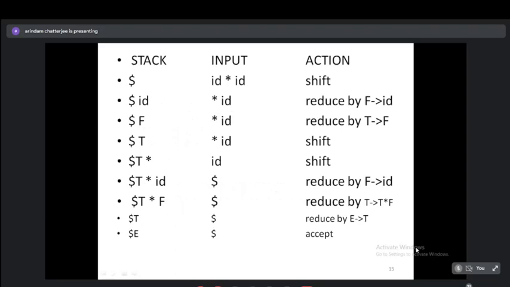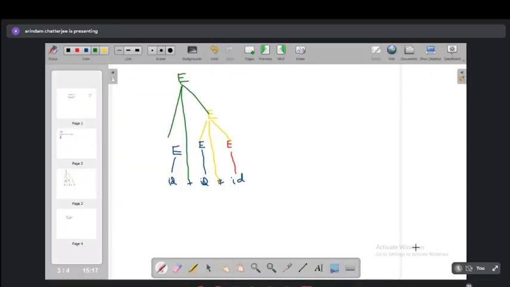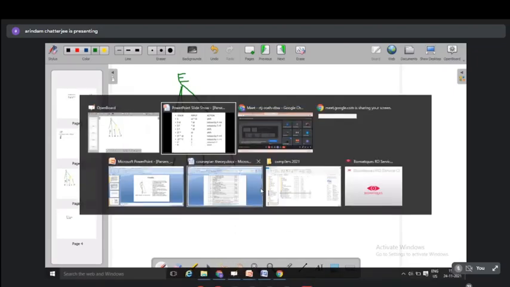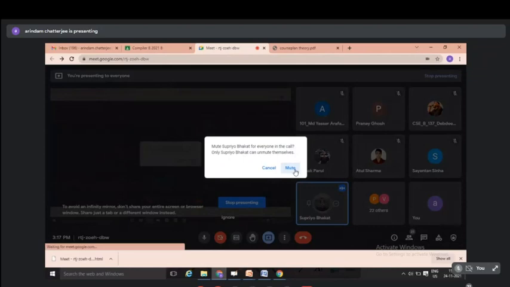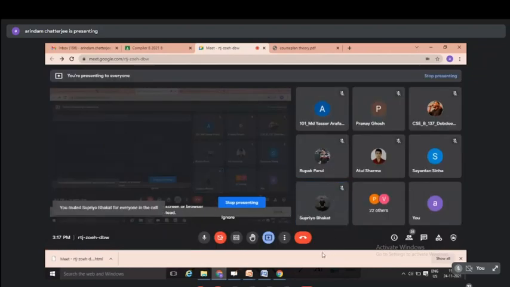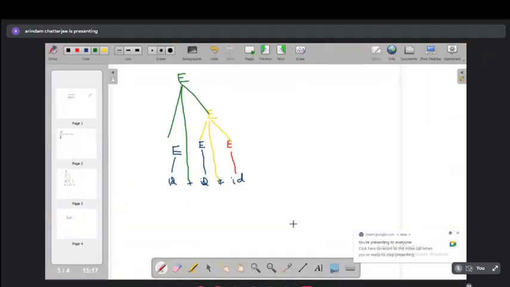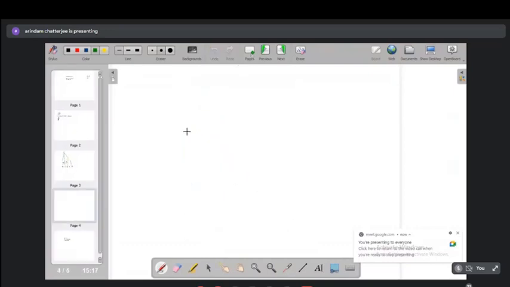So we have the stack. I think it would be better if I do it on the next page. Here, what we will do is use this stack. So the stack is like this.